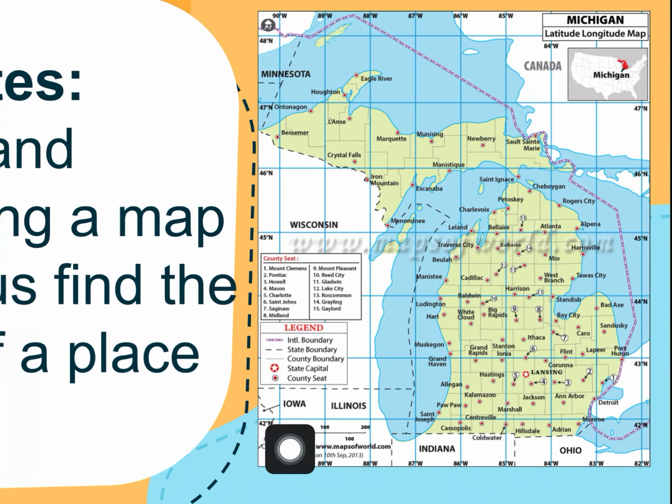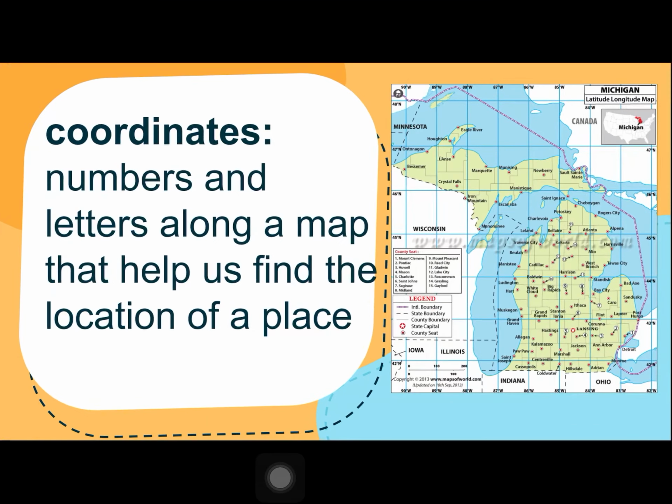Then you also see some numbers at the edges of these lines. And you also see some letters. I see N, W, and N again, and W at the top. What do you think those could stand for? What is the purpose of these lines? Well, our definition tells us that it helps us find the location of a place. So like I said, we'll talk about this more later in the week.